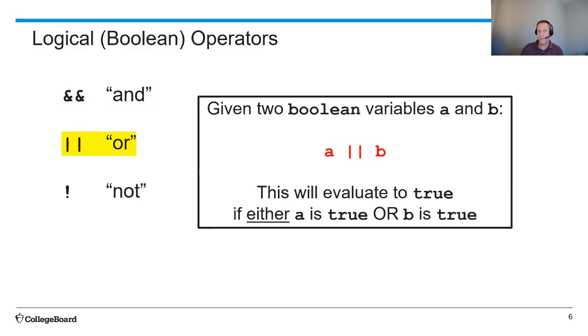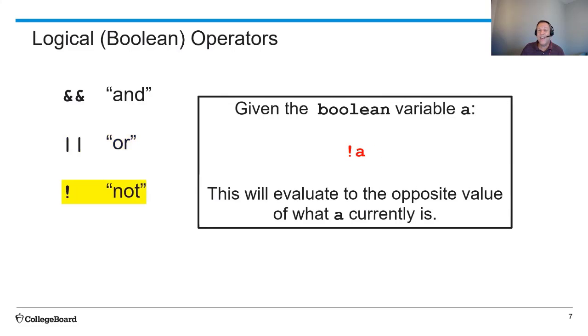Or is a little bit different. If I use the double bar, as we call it, and put together A or B, this will evaluate to true as long as one of them happens to be true. They can both be true, but as long as one of them is true, the overall expression will be true.